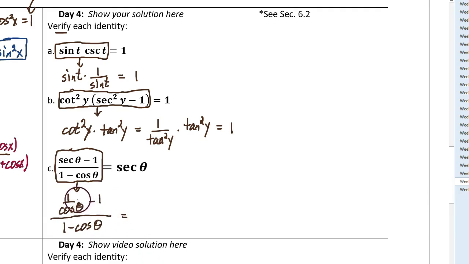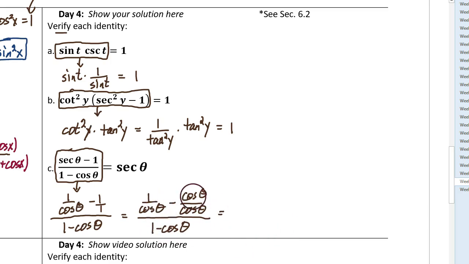Now in the numerator, this is a fraction. This is kind of like a fraction if you put a 1 underneath it. And this is subtraction. This is like subtracting fractions where you need a common denominator. So let's do that. Let's create a common denominator by multiplying the top and bottom of this by cosine theta. That would create 1 over cosine theta minus cosine theta over cosine theta. And the denominator will stay the same.